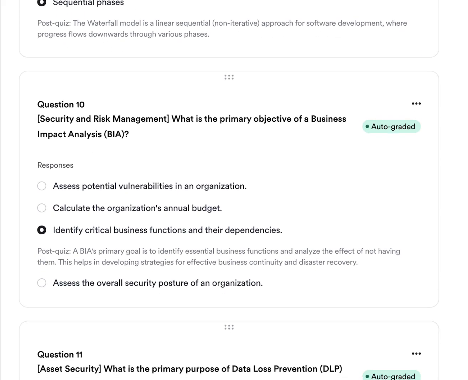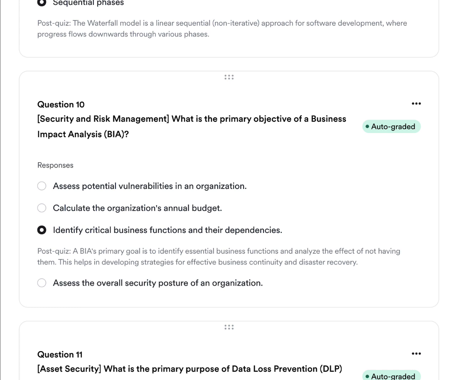Question 10. What is the primary objective of a business impact analysis? A, to assess potential vulnerabilities in an organization. B, calculate organization's annual budget. C, identify critical business functions and their dependencies. Or D, assess the overall security posture of an organization.